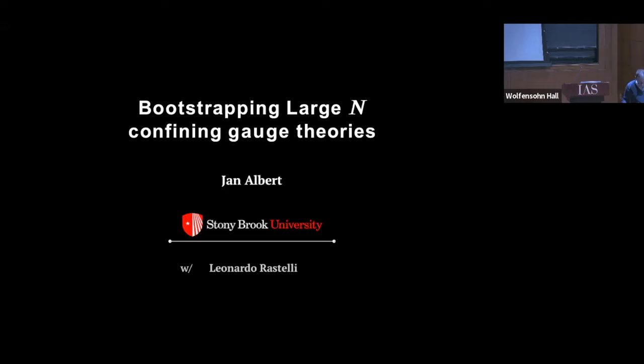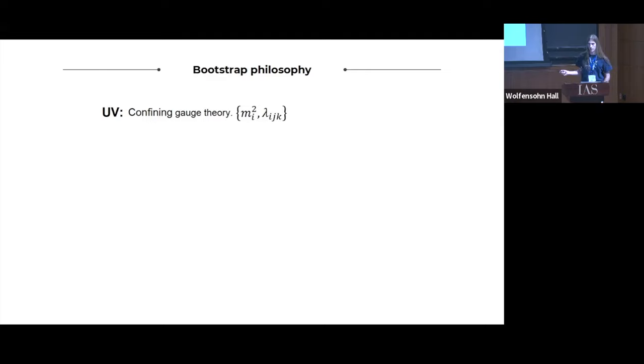So hi, everyone. I'm at Stony Brook working with Leonardo Rastelli, and I'll be talking about how to bootstrap large N confining gauge theories. So the starting point is at some high energy scale, a confining gauge theory, which we parameterize as a collection of masses of the bound states and their on-shell coupling constants. Now this is very analogous to the data that we use to describe CFTs, where we would have the scaling dimensions and the OPE coefficients.